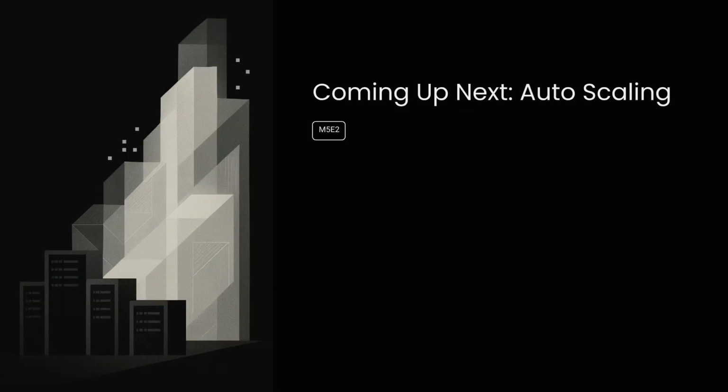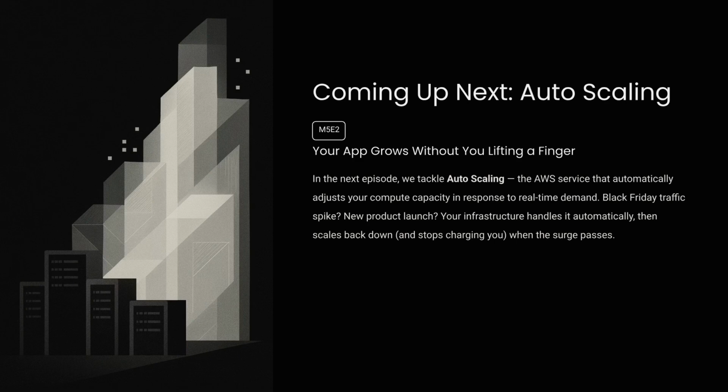Coming up next is M5E2, focusing on auto-scaling. This service automatically adjusts your compute capacity in response to real-time demand, ensuring your application stays online during traffic surges.